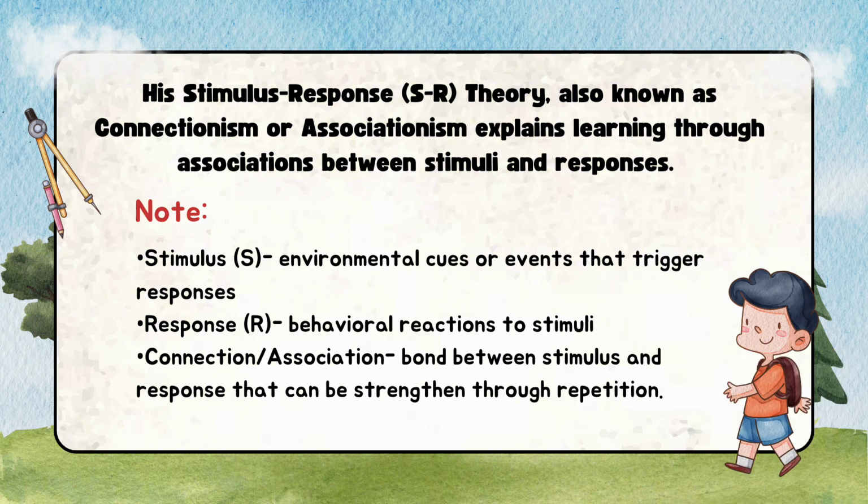Stimulus is the environmental cues or events that trigger responses. Response, on the other hand, is the behavioral reaction to stimuli. And connection or association is the bond between stimulus and response that can be strengthened through repetition. So Thorndike's stimulus-response theory proposes that learning occurs through association between environmental stimuli and behavioral responses.